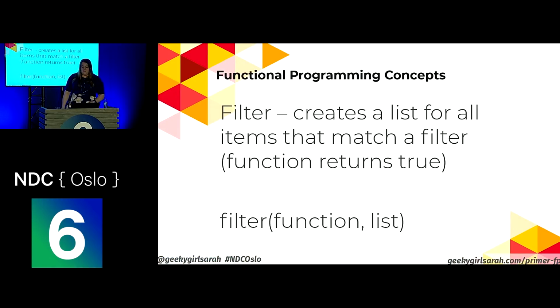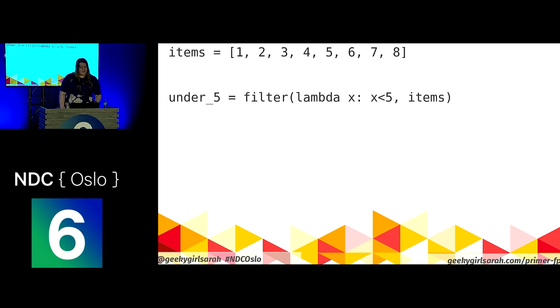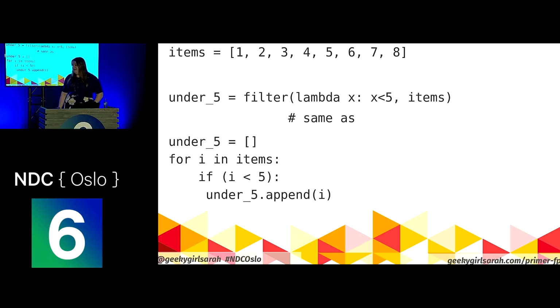Filter is similar. It creates a second list, where you pass in a function, and if the item passes through that function, then it will be returned in the second list. So it's kind of the same thing, it takes a function and the list. In this case, if we wanted to take a list of items and find out if anything was under 5, you can just pass in a lambda that's x less than 5. If it's true, it will go into the new list, which is again the same thing as another for loop. If it's under 5, you would just append it to that list.